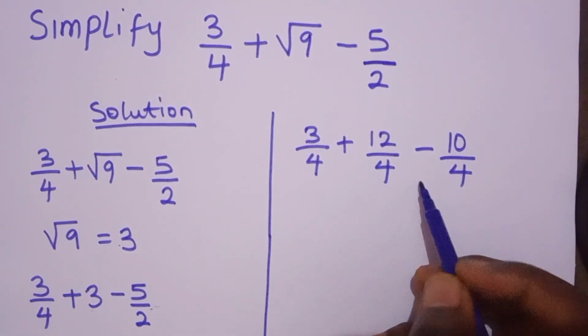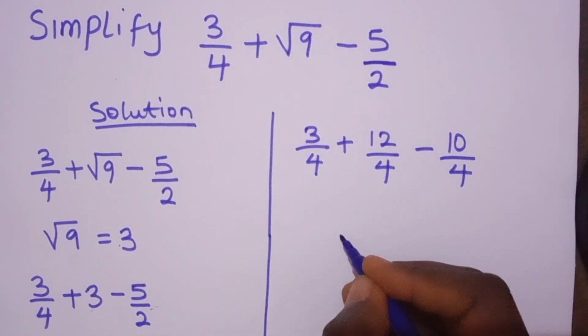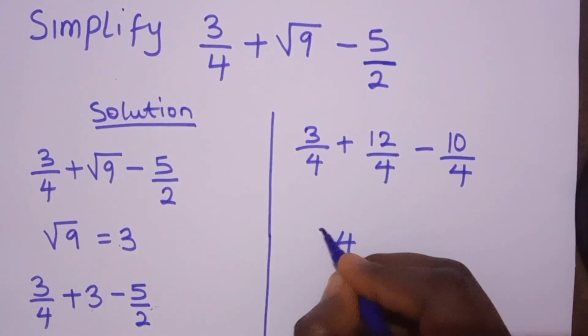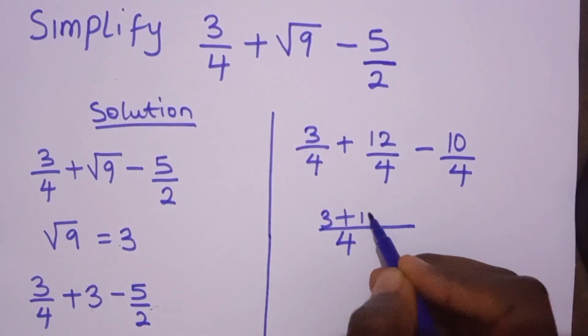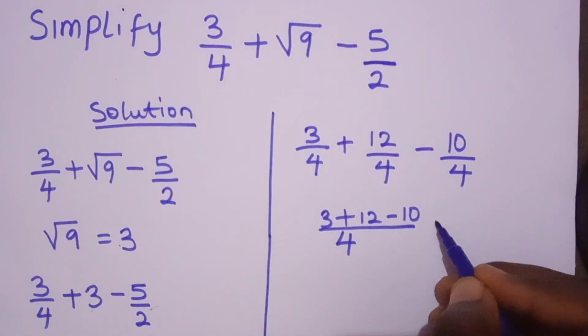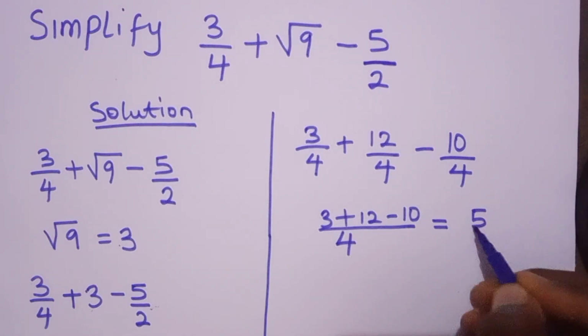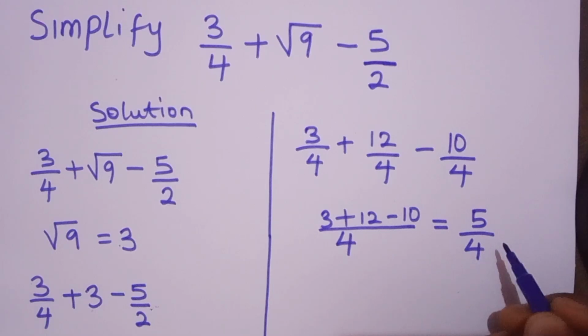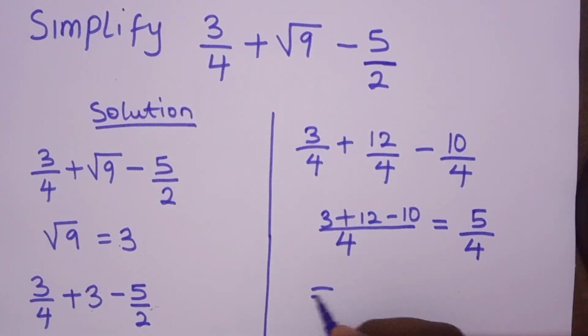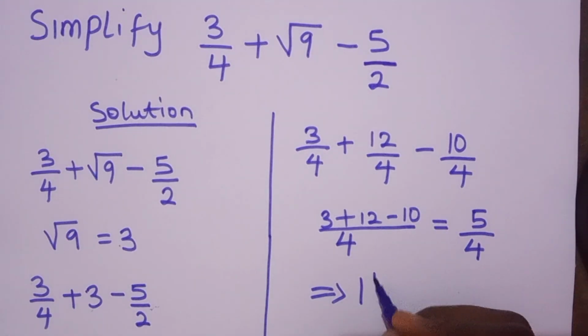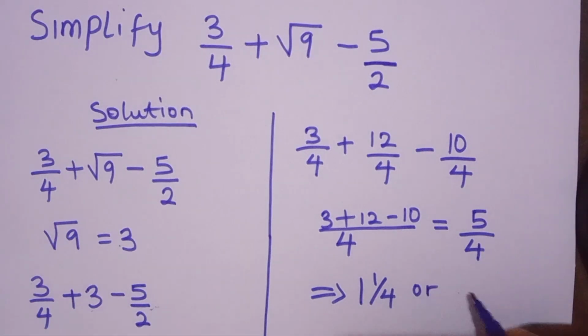Since the denominator is the same, 4 becomes the denominator and then you add the numerators. We have 3 plus 12 minus 10 is equal to 5 over 4. 5 over 4. This is an improper fraction. So we have 1 whole number and 1 over 4, or 1.25. And that is our answer.